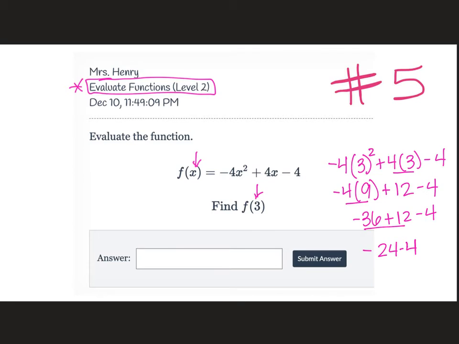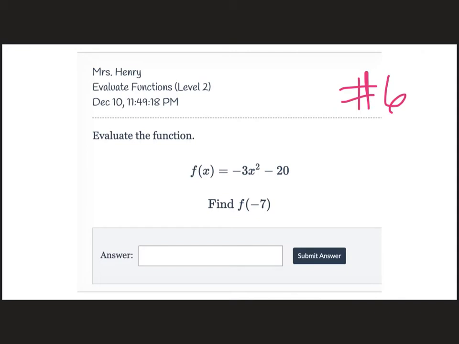And then we're going to bring down our -4. So your final answer on this one will be -28. Again, watch those signs because those negatives can definitely get you. All right, this one, same thing.